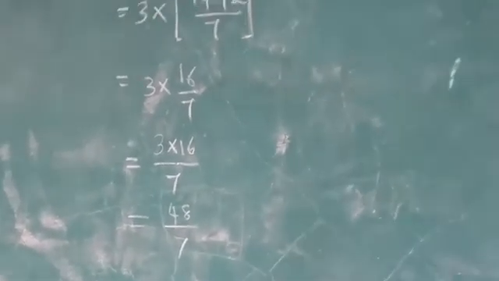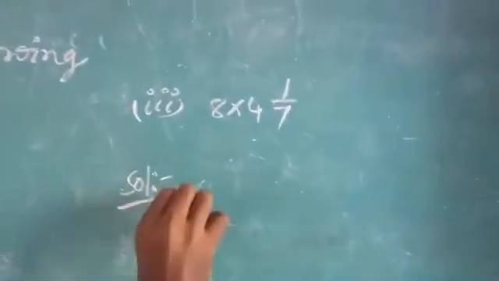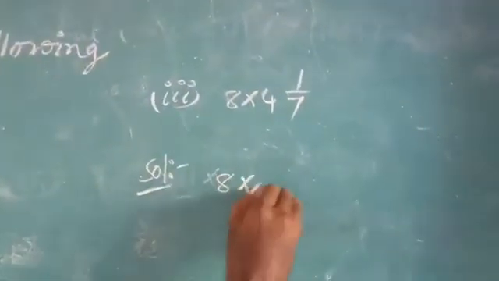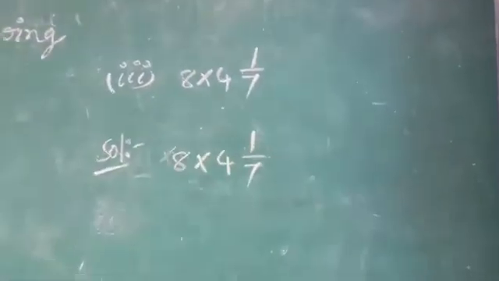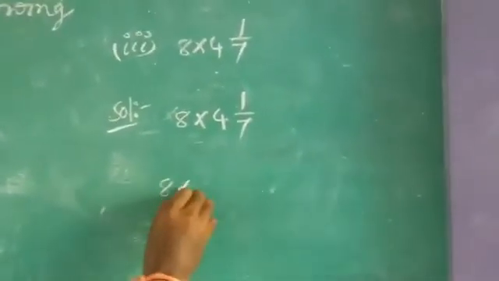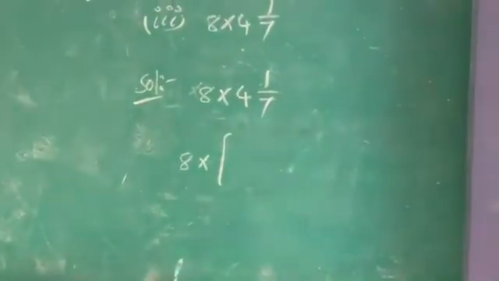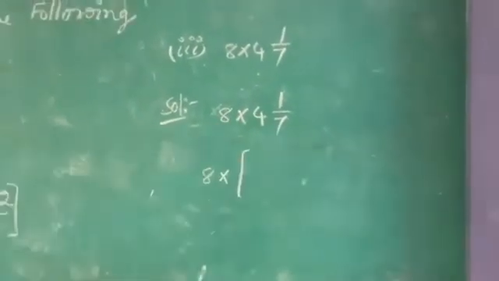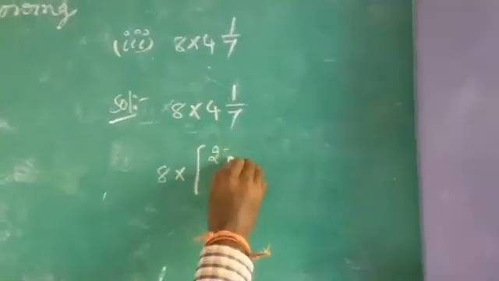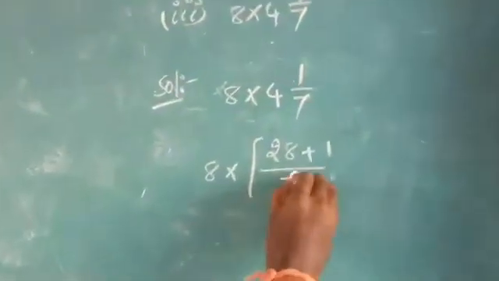Then similarly, we go for the third problem. What is the third problem here? 8 into 4 1 by 7. This is a mixed fraction. How can you write the mixed fraction? 7 4s are 28, 28 plus 1 by 7.